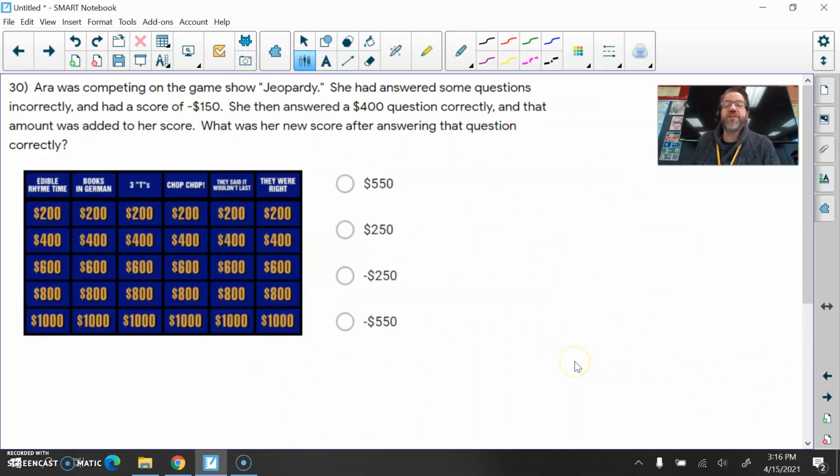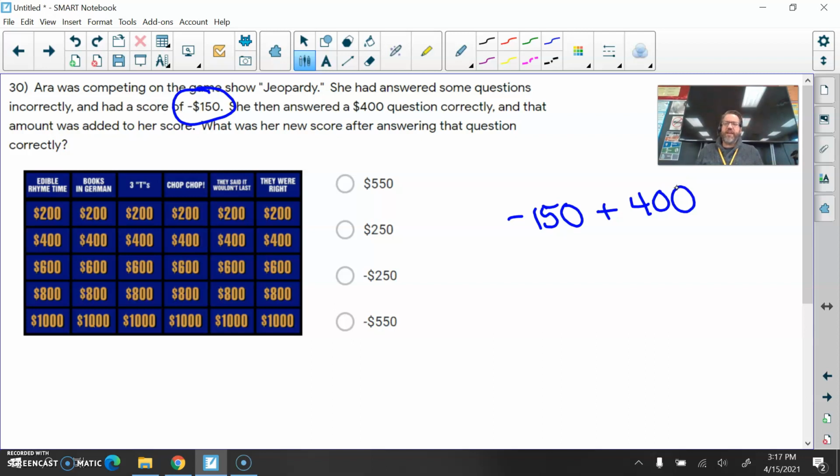And then number 30. This one's a little bit easier, I think, to understand. Ara was competing on the game show Jeopardy! She had answered some questions incorrectly and had a score of negative $150. That happens sometimes on the show. She then answered a $400 question correctly, and that amount was added to her score. What was her new score after answering that question correctly? So she started at negative $150. Well, that's not really where she started. It's where she was before answering this question. And then she answered a $400 question, so she's going to add 400 to her score.